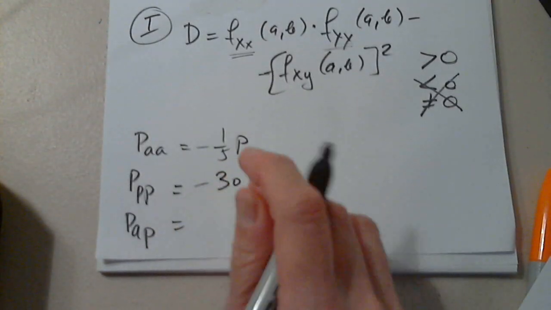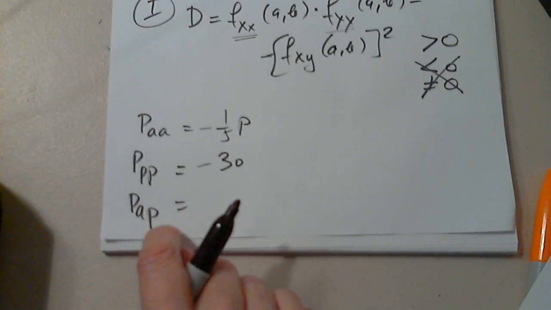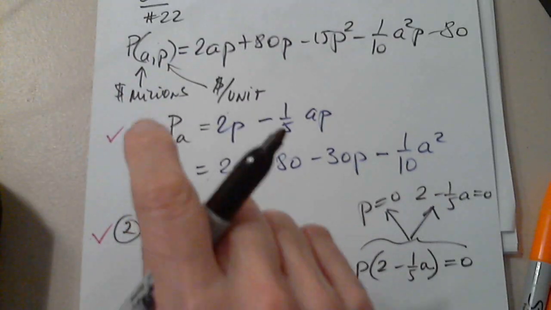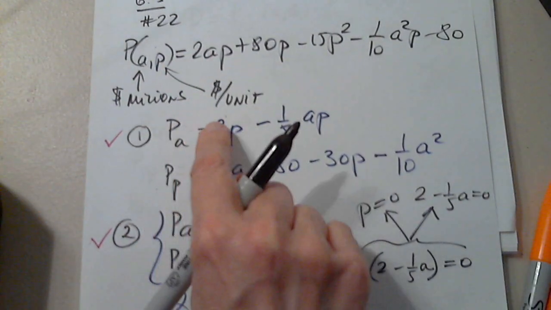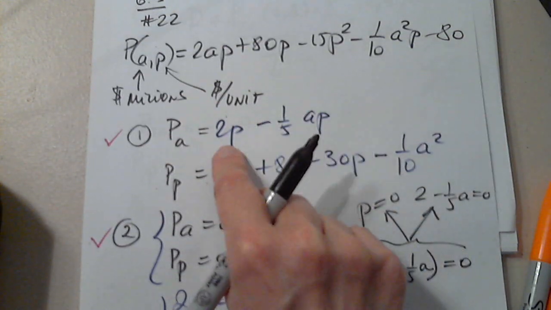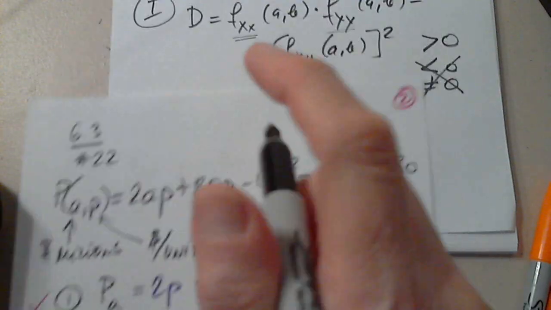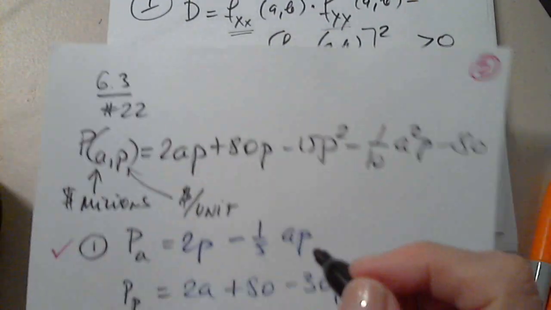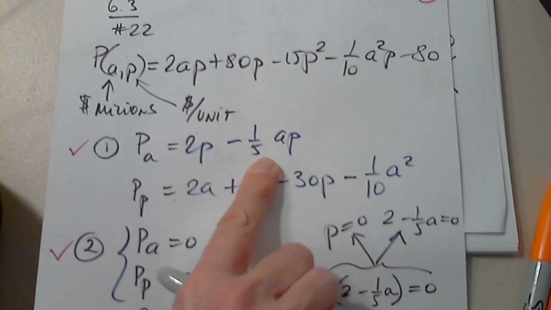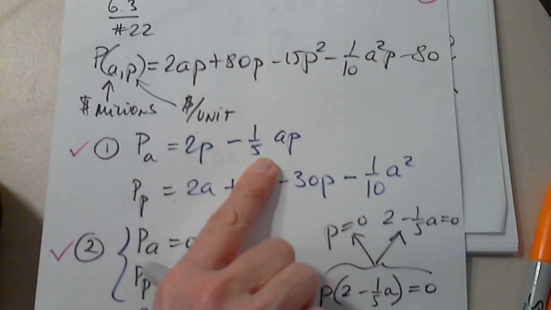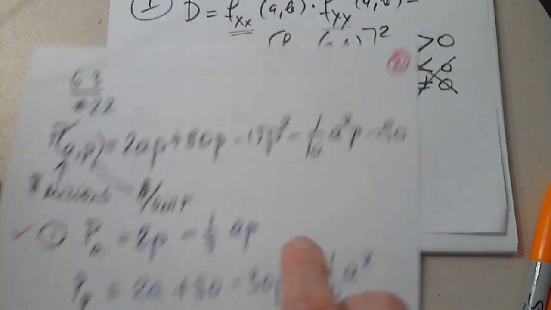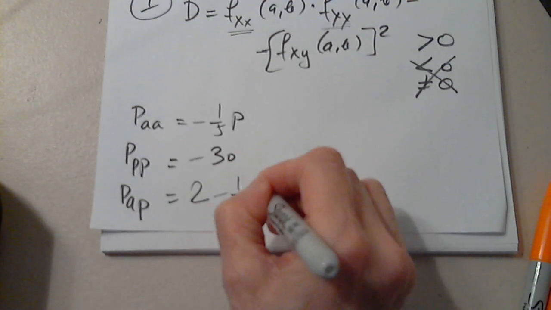Good. Now, PAP. I have PA, and I need to differentiate with respect to P. This with respect to P, minus this with respect to P. Negative 1/2 P. Negative 1/5 A. Negative 1/2 A. That's it.